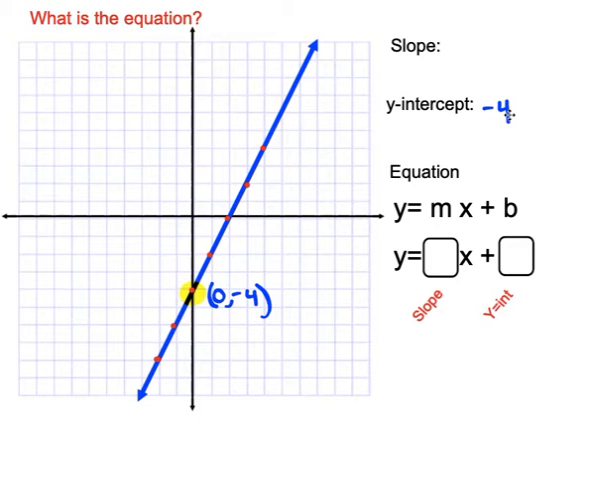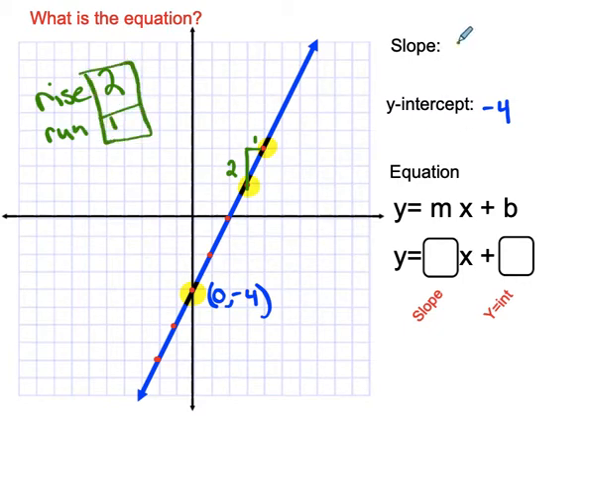Now, could I find the slope? Well, yeah, we've done slope before. You find 2 points, and let's just say I want to do this one and that one. Doesn't matter which two I pick. I'm going to talk about rise and run. Well, it looks like it goes up 2, so the rise is 2. It looks like it goes over 1, so the run is 1.